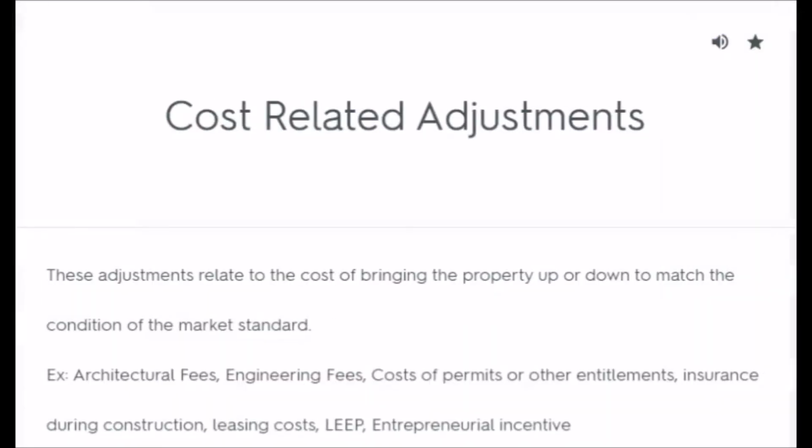Cost-related adjustments: these adjustments relate to the cost of bringing the property up or down to match the condition of the market standard. Examples: architectural fees, engineering fees, costs of permits or other entitlements, insurance during construction, leasing costs, lease-up, and entrepreneurial incentive.